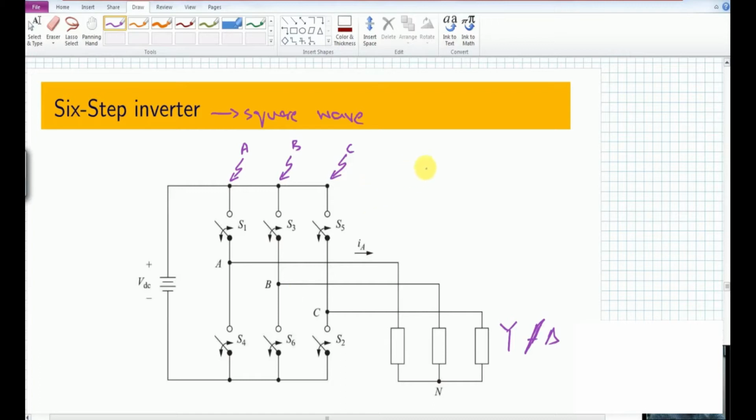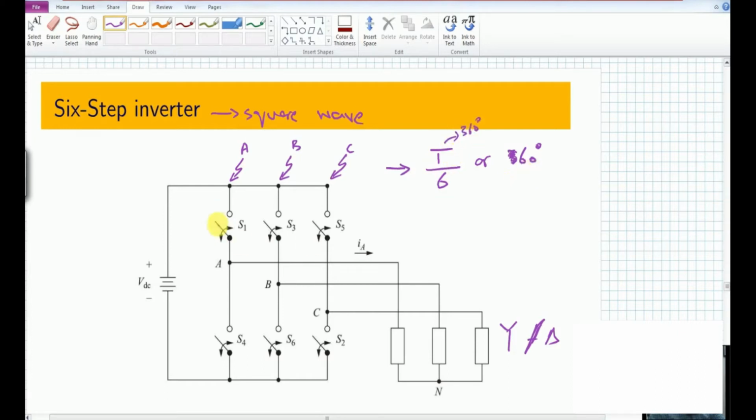When we turn on the switches, we first turn on the switch S1, after which we turn on the switch S2 and then S3, 4, 5 and 6. So each switch is labeled in the sequence in which we turn it on by applying the gate pulse. Moreover, all the switches have a switching action that takes place every T by 6 or 60 degrees, because T is equal to 360 degrees.